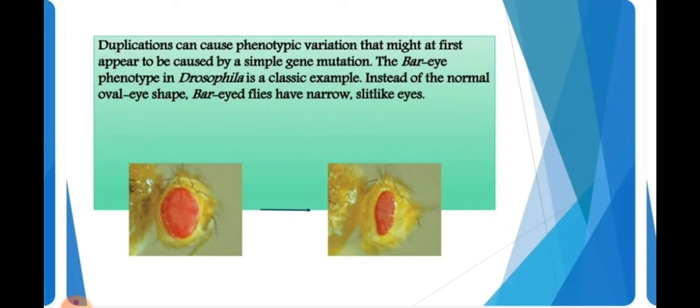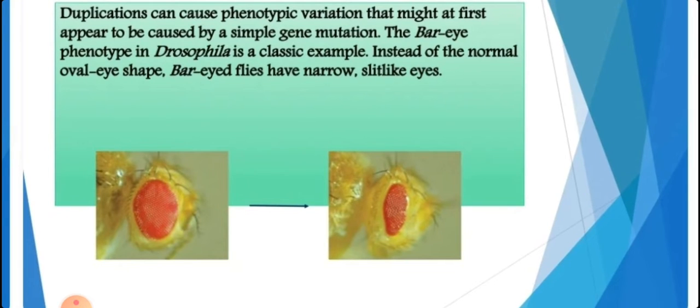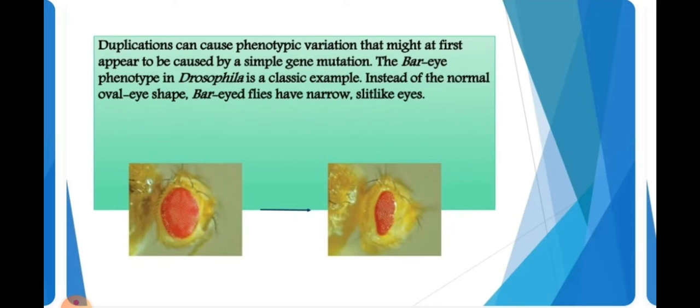Next, duplication can cause phenotypic variation that might at first appear to be caused by a single gene mutation. The bar eye phenotype in Drosophila is a classic example. Instead of the normal oval eye shape, bar-eyed flies have narrow, slit-like eyes. So here you can see the Drosophila, whose eye structure or shape will be changed.